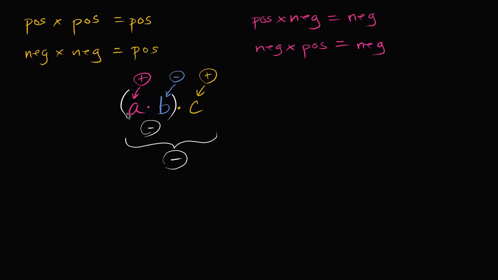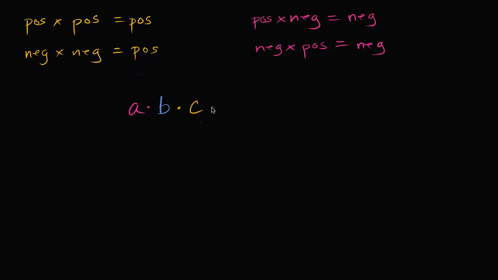But let's keep doing. We said, look, if all of them were negative, then this thing would be negative, but that's because I had 3 numbers here. What if I had 4 numbers here? What if I had a times b times c times d here? And if I told you all of these numbers were negative?